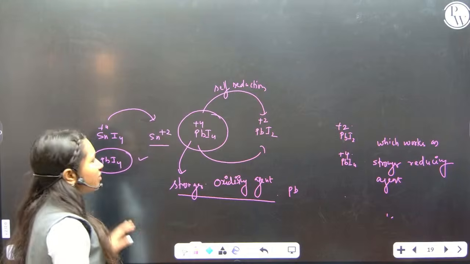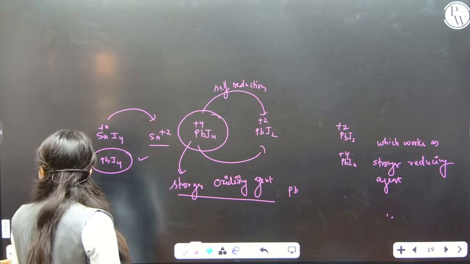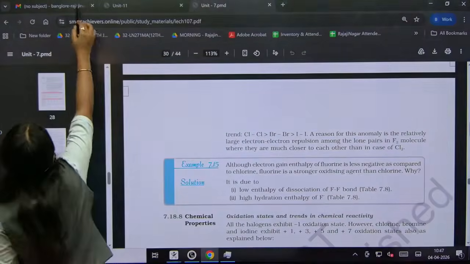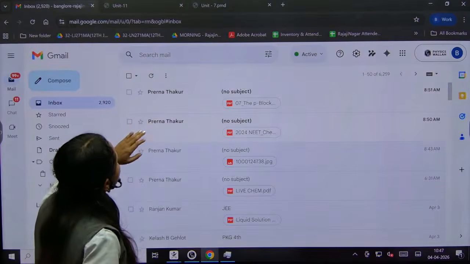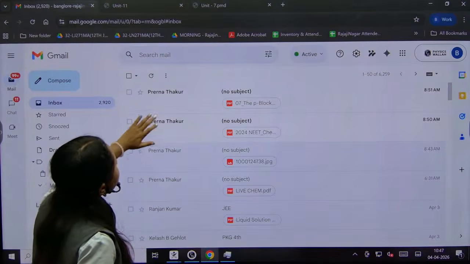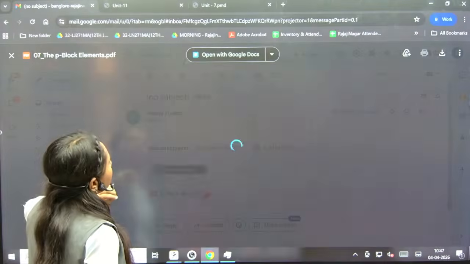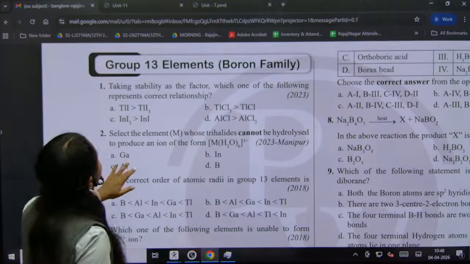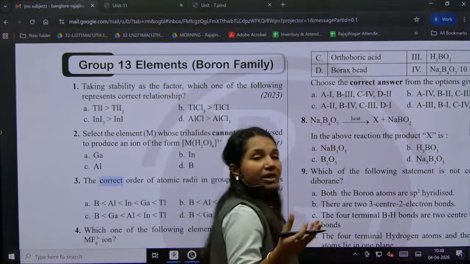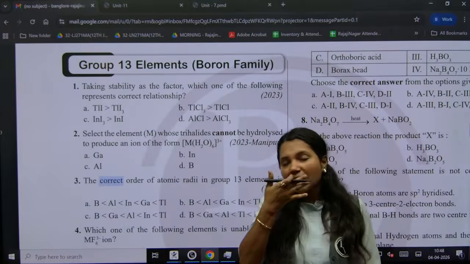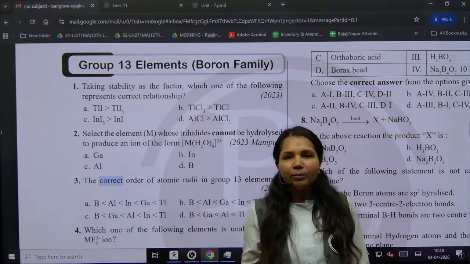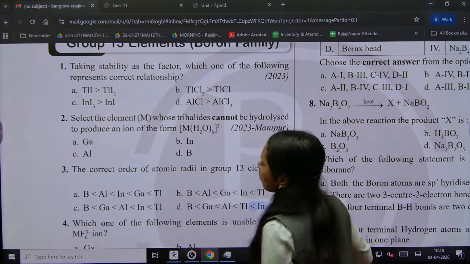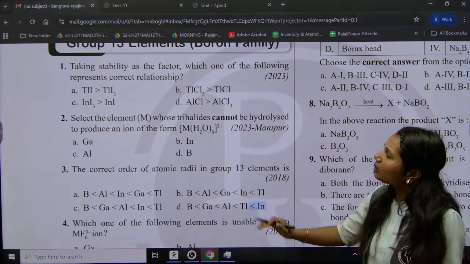Okay, so this was a very important concept of the inert pair effect. Let's see some questions. I have brought some PYQs, so let's see whatever we have discussed till now. Can we solve some questions from this? This is the boron family. These concepts are very important, and when we are preparing a topic, we cannot skip PYQs. Just take 2 minutes and I will discuss all three questions. Tell me the answer for this.